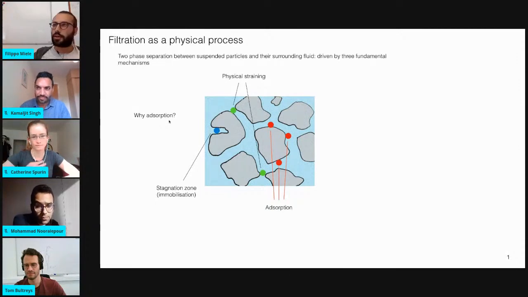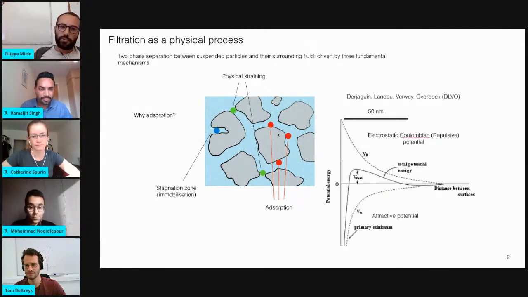Indeed, adsorption occurs when particles are transported close to the surface of the grain or the solid matrix, and they interact between them. Now, the interaction is encoded in a general way by the DLVO theory, which tells you that once the particle gets really close to the surface of the grain, the overall energy profile that the particle feels, which is represented here by this solid line, comes from the balance between the attractive potential and the repulsive potential. Now, the particle can be filtrated, so permanently trapped, if it's able to cross the energy barrier.